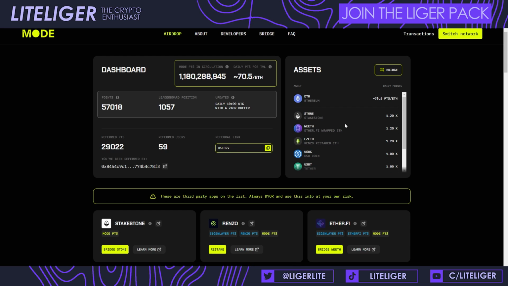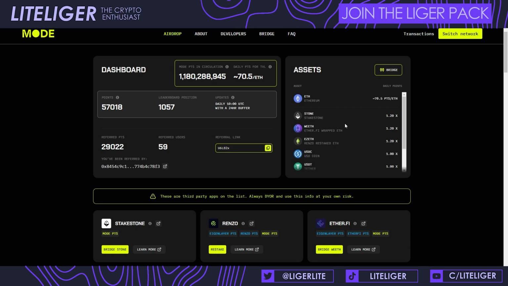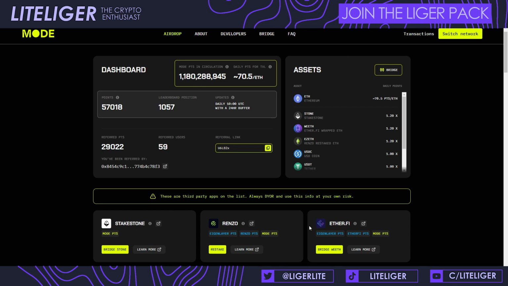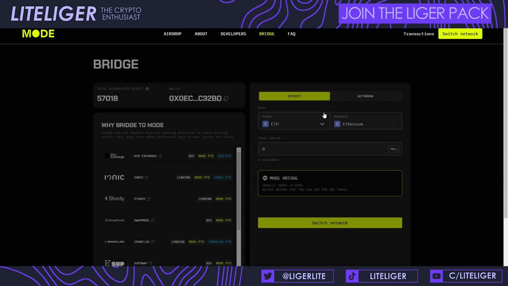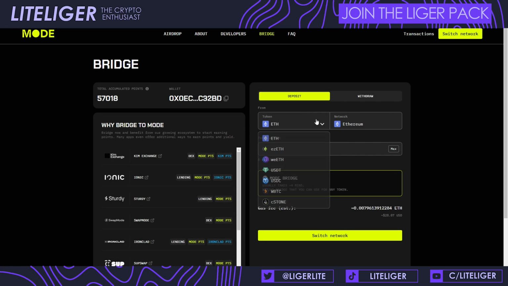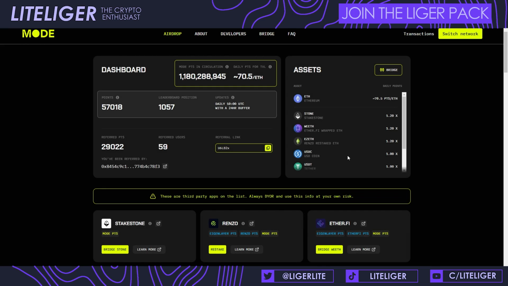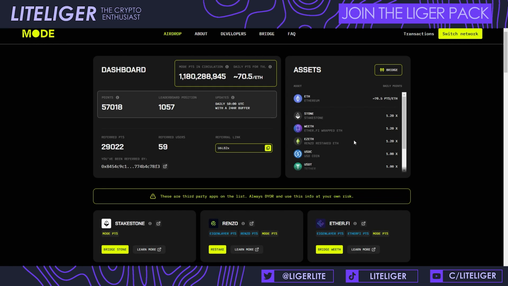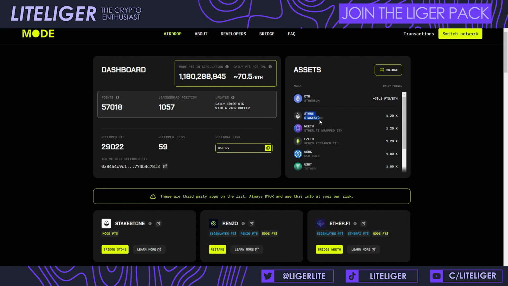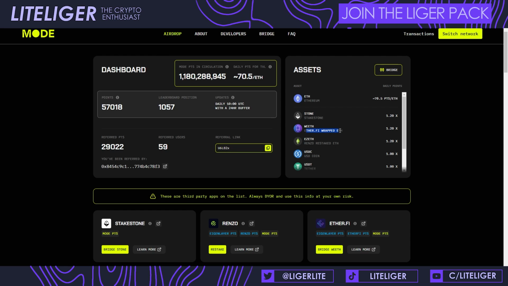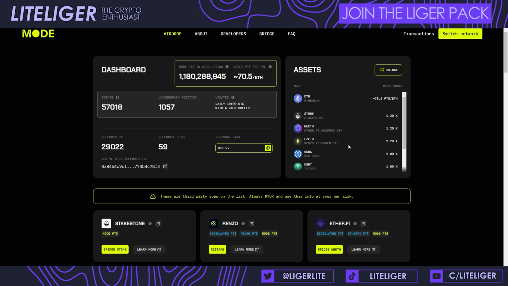They have a couple of different things that you can bridge in. They have obviously their own native bridge, which is from Ethereum. And obviously we don't want to use Ethereum. So that's why I mentioned the bridges at the beginning of the video. And they got three options here. We have Stone, Wrapped EtherFi Ethereum, and Renzo.